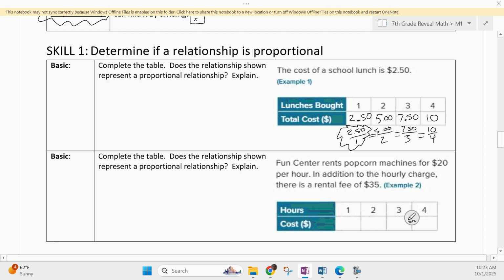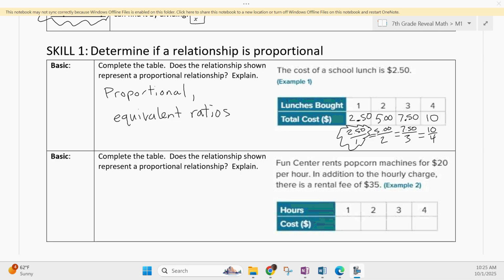So it says, is the relationship proportional? We're going to say proportional. And when we explain, we're going to say that all of these pairs are equivalent ratios, right? And then once you get that written, go ahead down to the next one. All right, it's a little trickier. Try it out.